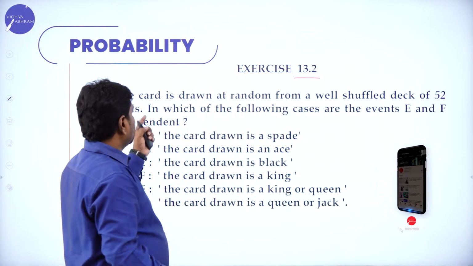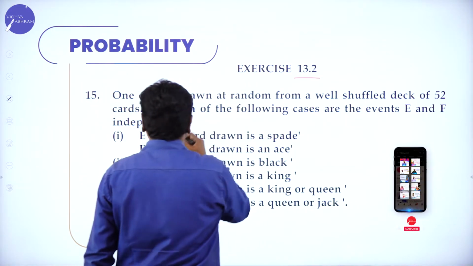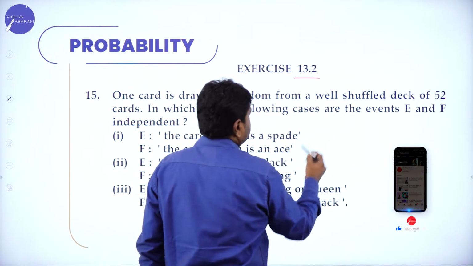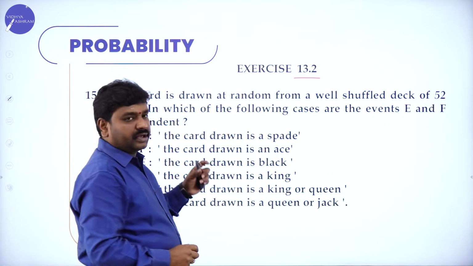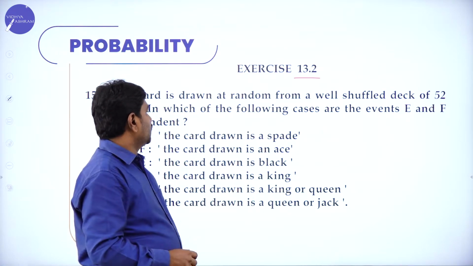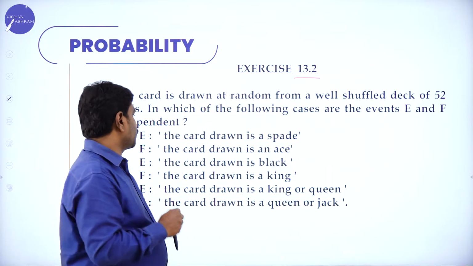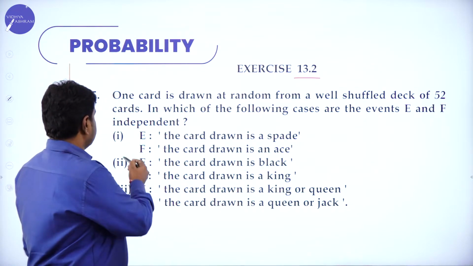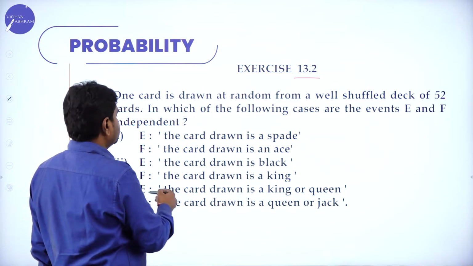So now one card is drawn at random from a well shuffled deck of 52 cards. In which of the following cases the event E and F are independent? So they have given 52 cards and they gave events also. Which pair forms independent is the question. So first, second, third, three questions they have compared. In each question they give pair of events.